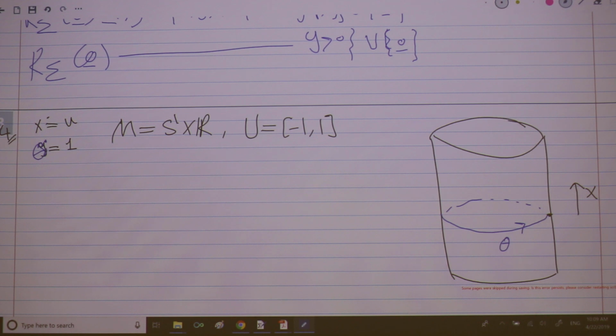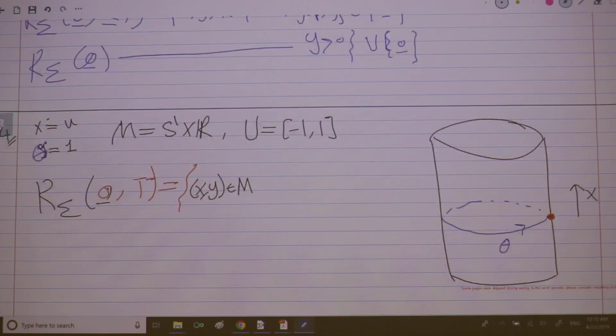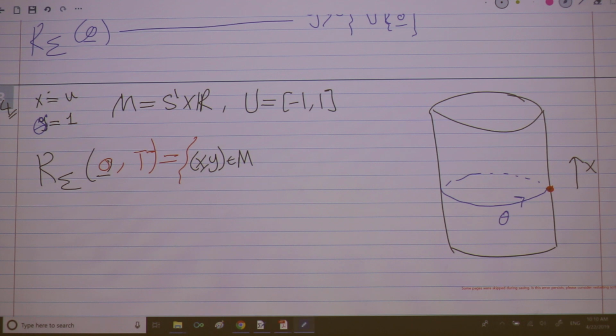What is the reachable set from the origin? This is the origin, in exactly time t. This is really not very different from the previous example. It's every x and y in the manifold S1 cross R such that... What about x? So in exactly time t, and you have bounded control. What about x? Minus t to t, very good. And what about theta?